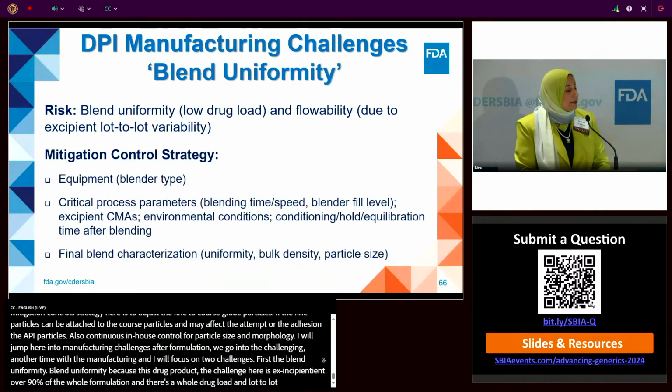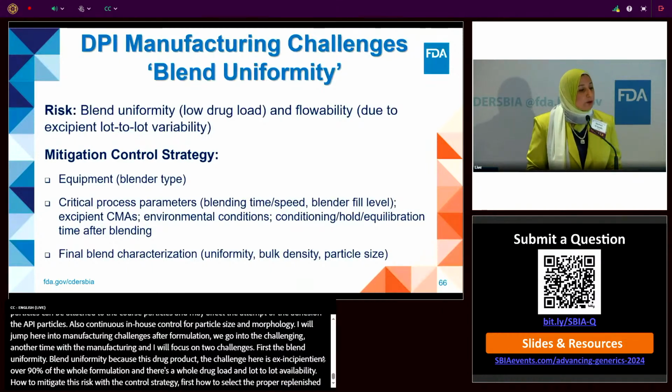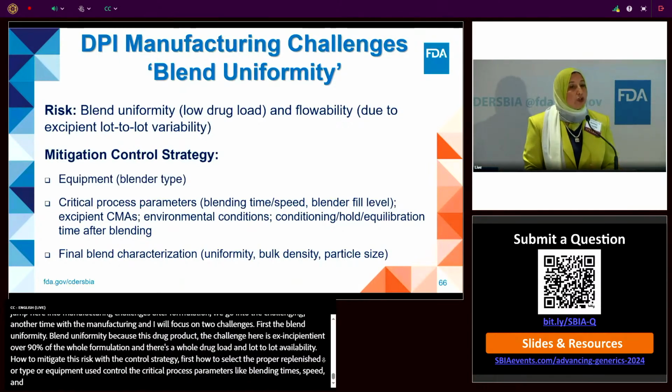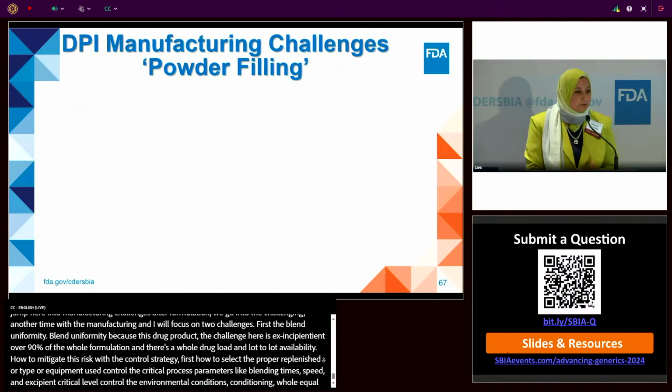How to mitigate these risks with the control strategy? Firstly, select the proper blender type, the equipment used. Control the critical process parameters like the blending time, speed, and blender fill level. Also the excipient critical material attributes. Control the environmental conditions, conditioning, hold, and equilibration period after blending. In addition, the final blend characterization, which includes the uniformity, bulk density, and particle size.